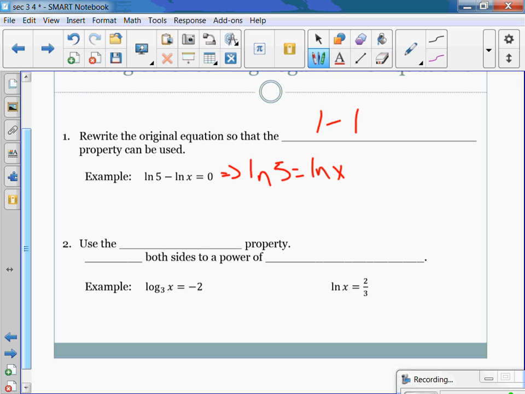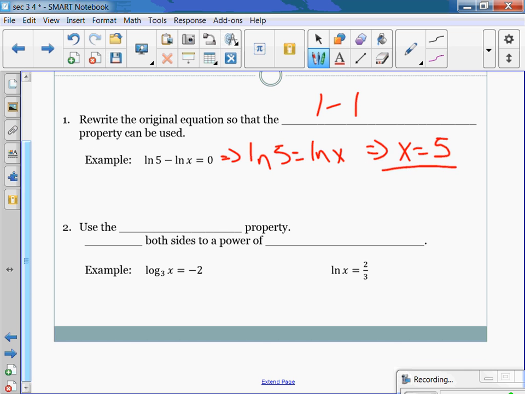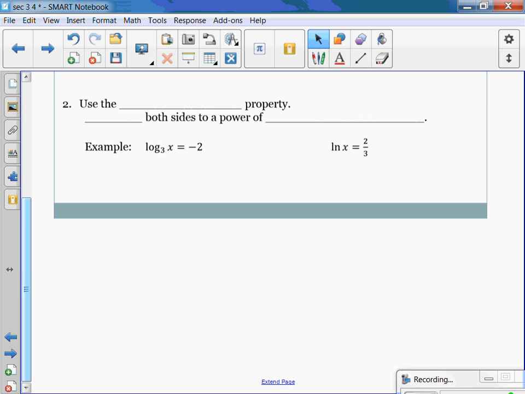If that doesn't work, you can go ahead and try using, like we did before, the inverse property by raising or exponentiating, raising both sides to a power of the base a. This is the same thing as doing what? Taking my log form and writing it in exponential form.